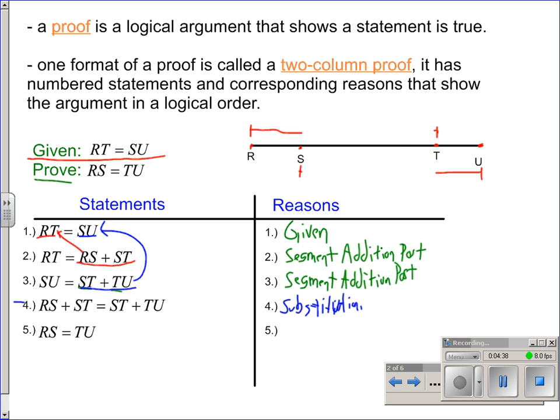And so just like I did with the eraser here, you look at statement 4, if you subtract ST from both sides, you've got RS equals TU. So the reason statement 5 is true is the subtraction property. Okay, that's a two-column proof. Statements are organized in a logical way. We're giving the reasons on the right side of why those statements are true.